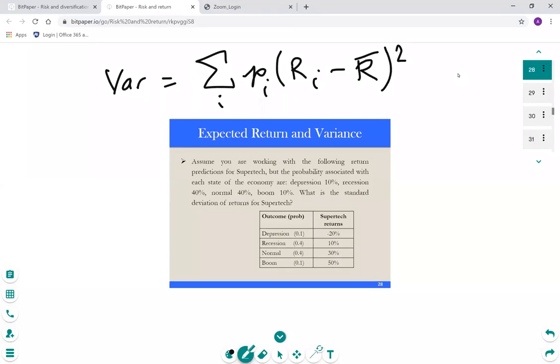And let me just stress, this is for the case where you know what the probabilities are. We're just going to assume that we know that these states of the economy are going to occur with these probabilities. So these probabilities are given, and this is how you calculate the variance. If instead of knowing these probabilities, we were just trying to estimate these, then you'd have to use the sample variance formula, which was on the previous slides.